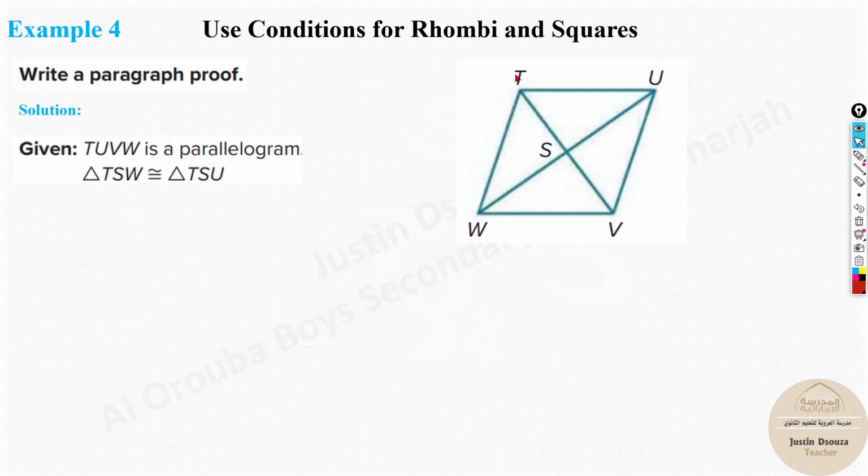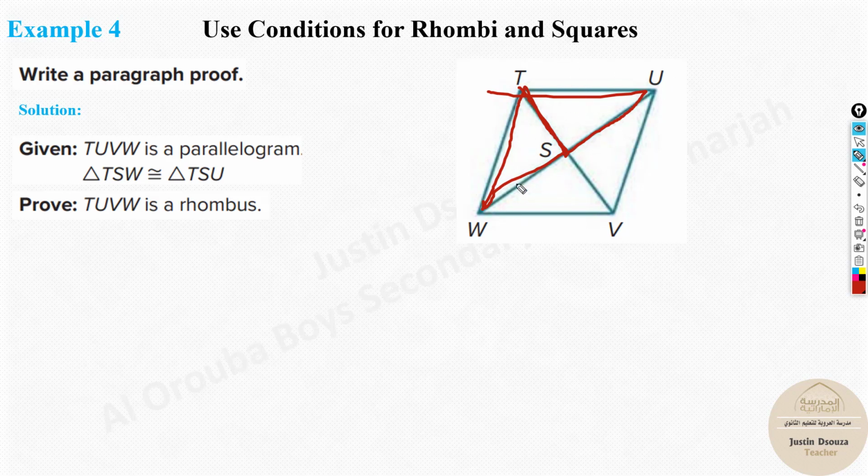Let's write a paragraph proof here. Given is TUVW is a parallelogram. The triangles TSW and TSU are congruent. They are congruent triangles. So we need to prove this is a rhombus. There are various ways to prove this, because now they have told us this is congruent to this. How can you do it?